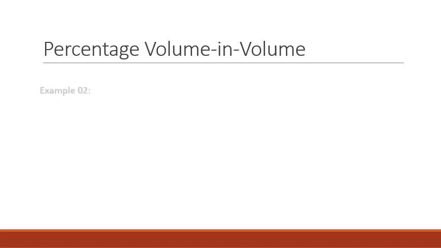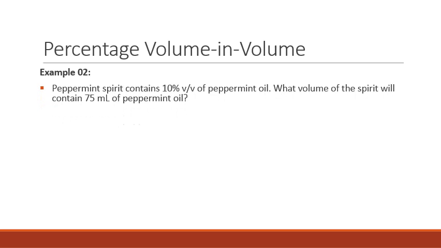The next question is, peppermint spirit contains 10% volume by volume of peppermint oil. What volume of the spirit will contain 75 ml of peppermint oil? So if a preparation is containing 10% volume by volume of peppermint oil, what will be the total quantity of the preparation if it contains 75 ml of the peppermint oil?